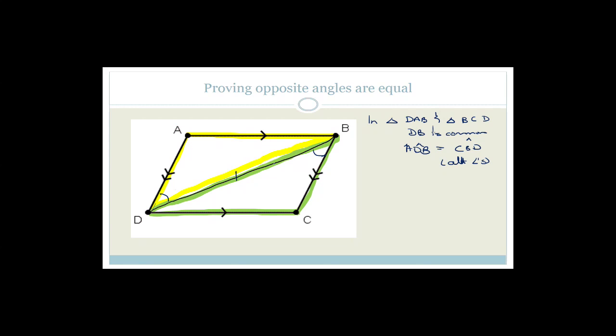Now, we obviously also know that this angle equals this angle. So therefore we can say that in this yellow triangle, ABD is equal to CDB, very good. And why? It would be alternate angles. So therefore we know that this triangle is congruent to this triangle. We can say therefore triangle DAB is congruent to triangle BCD. And if that's the case, then angle A has to equal angle C, and we've just proven it.